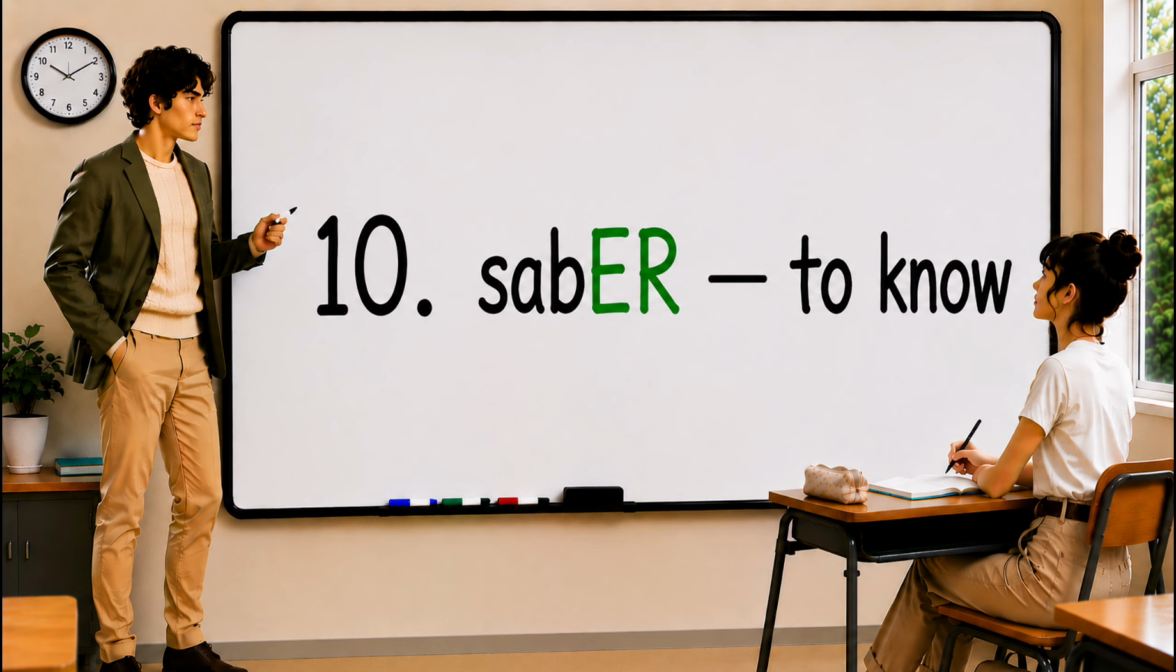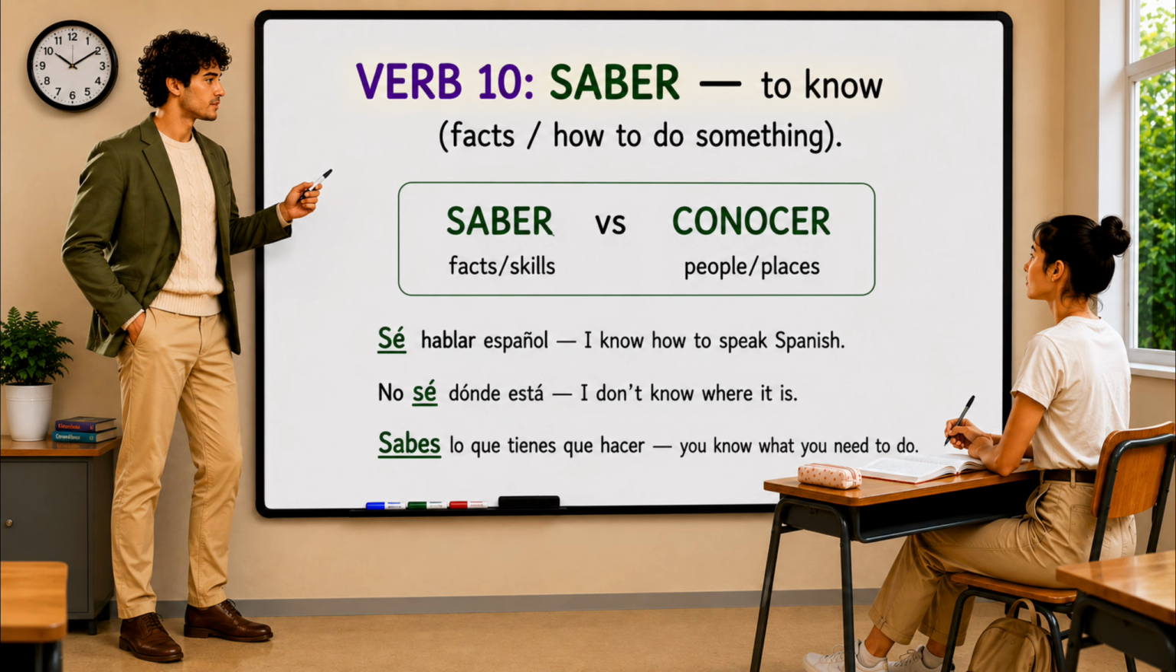Verb 10. Saber. To know. Facts, how to do something. Saber is the last of our 10 verbs, and it comes with an important distinction. Spanish has two verbs for to know, saber and conocer. Saber is used for facts and skills. Conocer is used for people and places. Today we'll focus on saber.